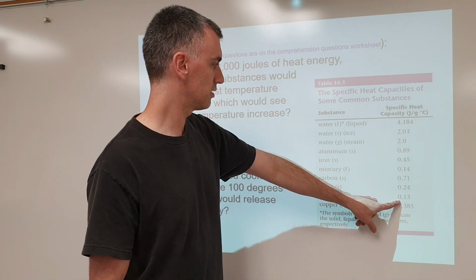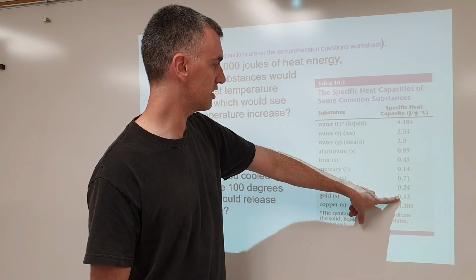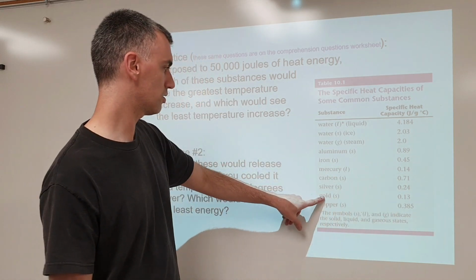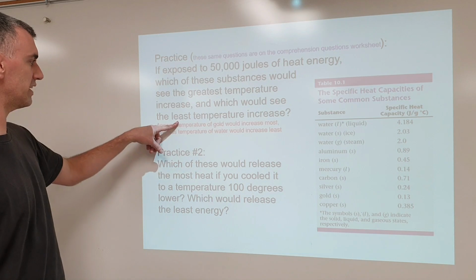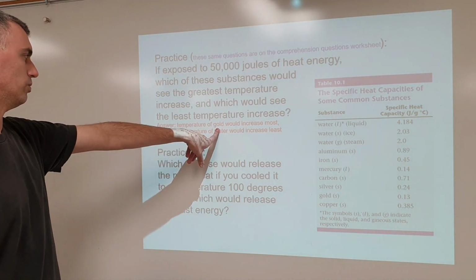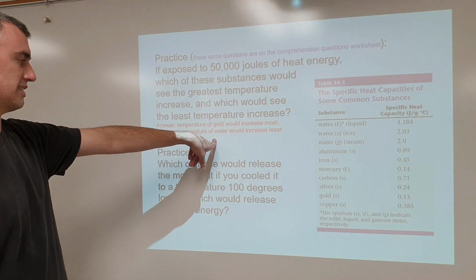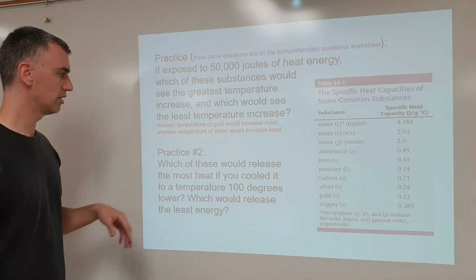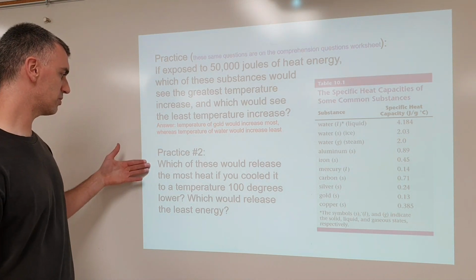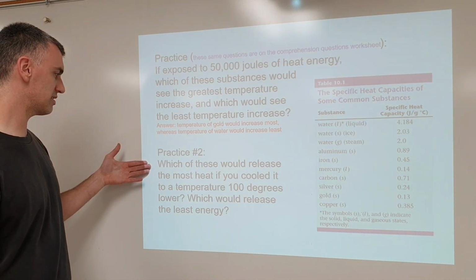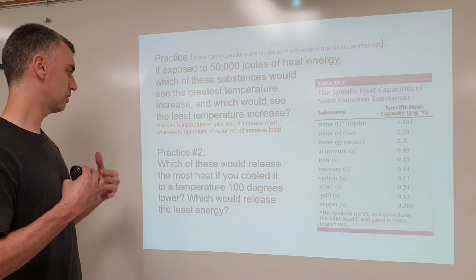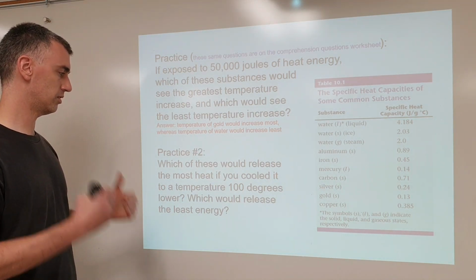This one has the lowest specific heat capacity on the list, the 0.13. So this gold is going to have the greatest temperature increase. So that's what this says here. Gold temperature increase most, water increase least in terms of its temperature. So that's how you go about a question like this. Next: which of these will release the most heat if you cool it to a temperature 100 degrees lower? Which will release the least energy if you cool it to a temperature 100 degrees lower?